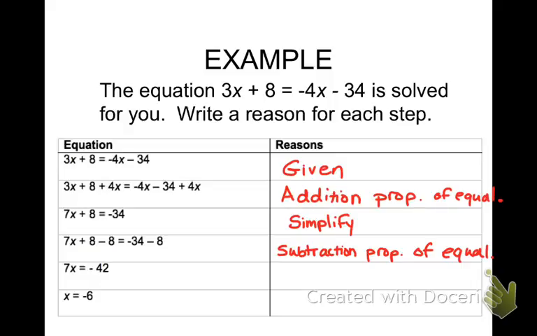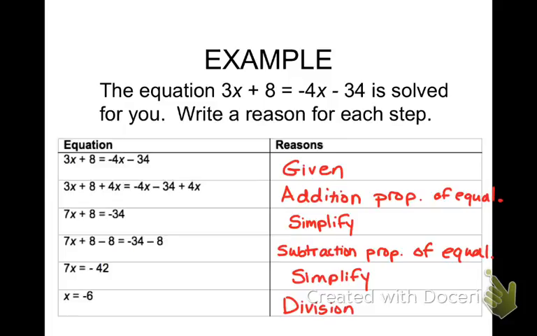Okay, then what happened? Combine like terms. So another simplify. And then what's the last move? Divided. So which property? Division.